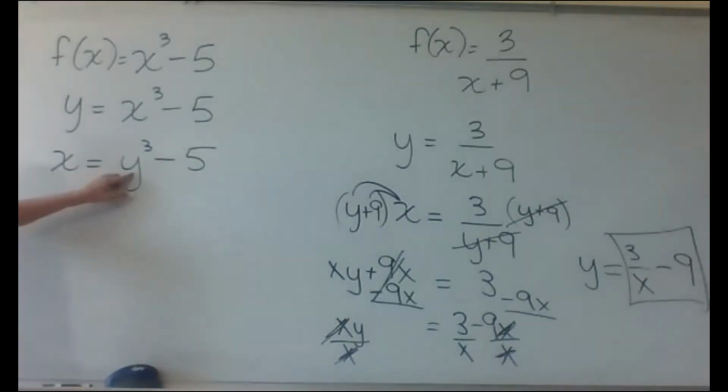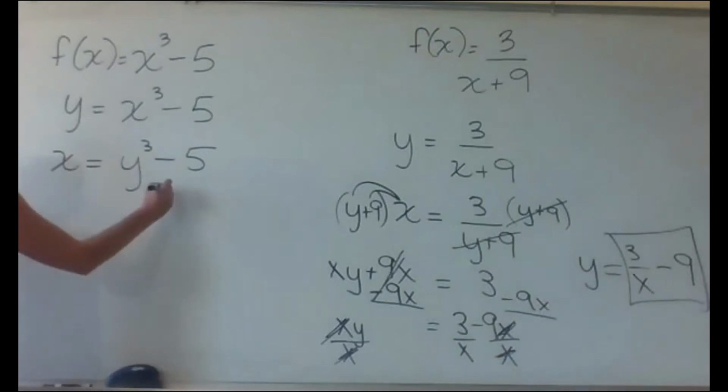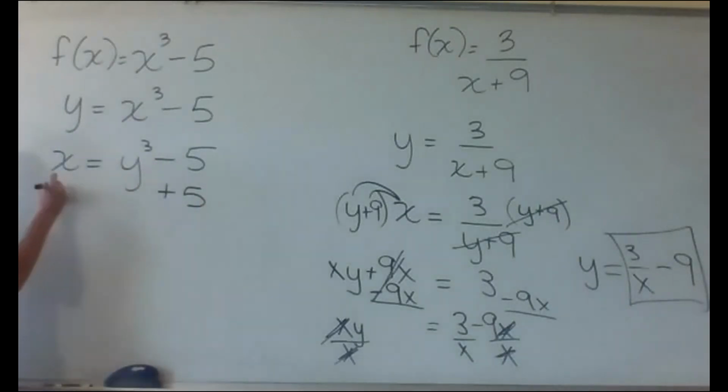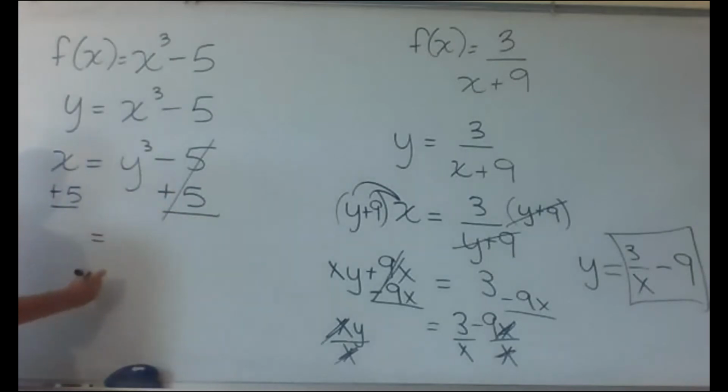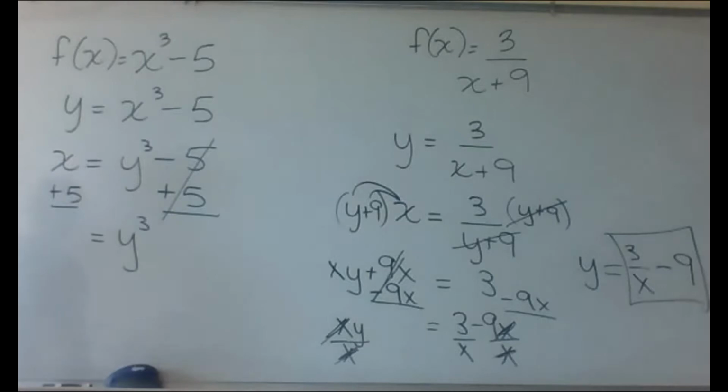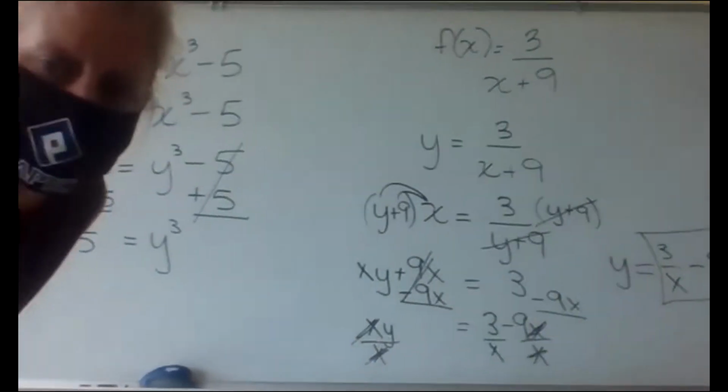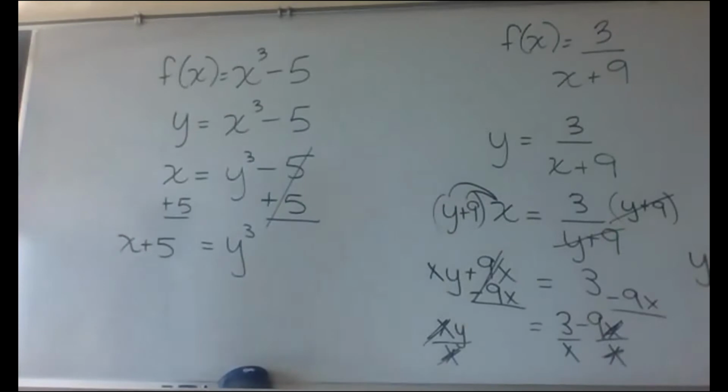Solving for y. I've got a cube here I'm going to have to deal with in a minute, but I can get rid of that minus 5 by adding 5. So let's do that first. So I've got y to the third on the left. Over here I've got x plus 5. So now let's think about this. The only thing I need to get rid of is that cubed exponent.